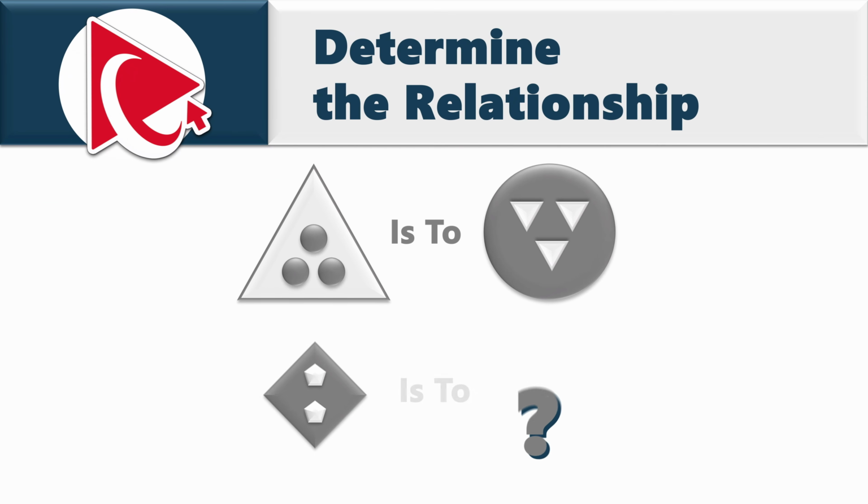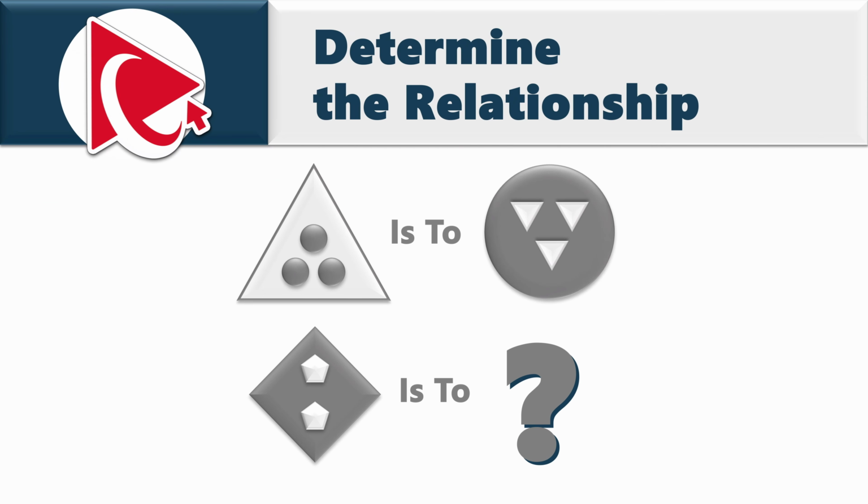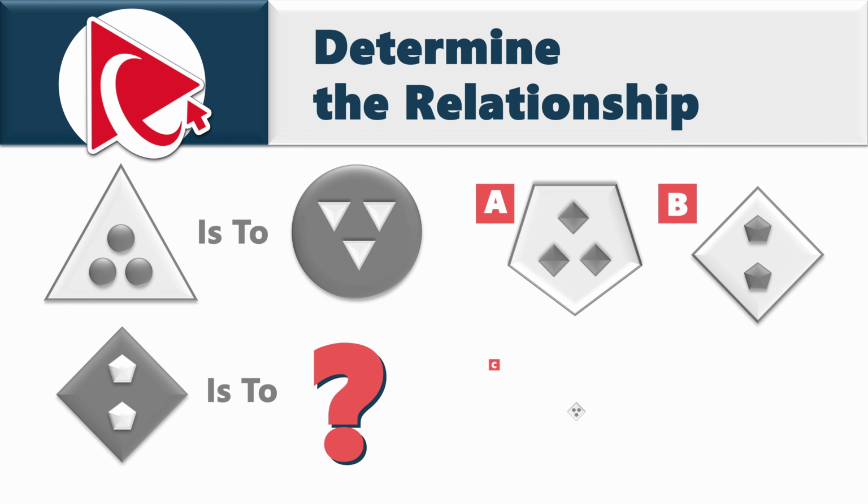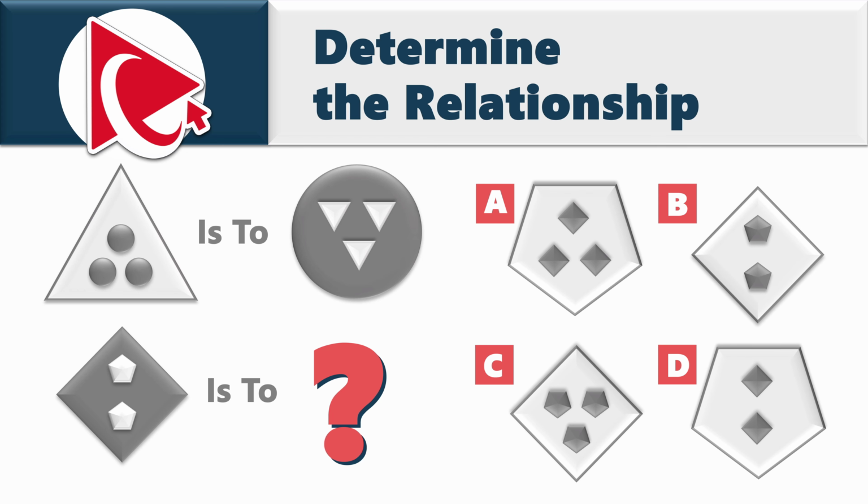You need to determine the relationship between two objects. The first pair of objects is triangle versus circle. Based on the relationship between these two objects, you need to calculate the relationship of diamond which has pentagons inside. Your choices for the answers are choice A, B, C, and D, which means that all you need to do is select the right answer.